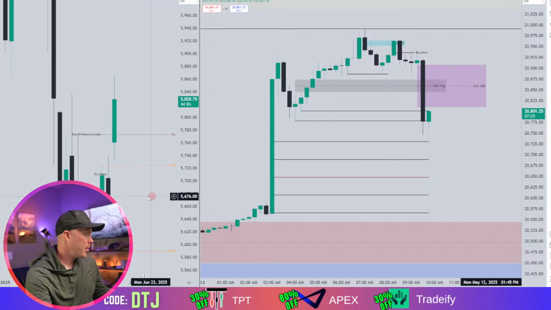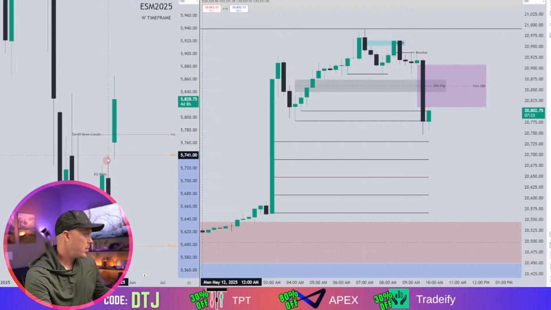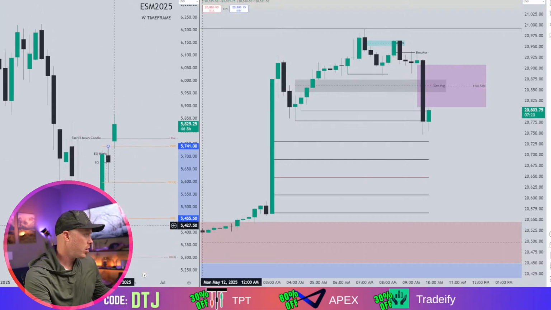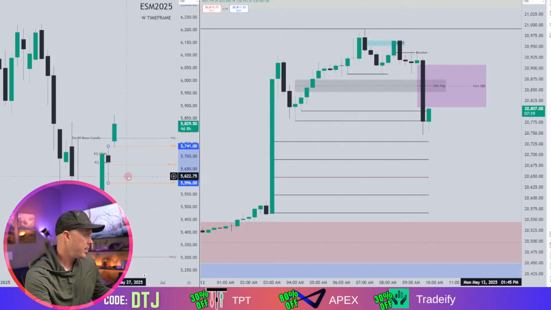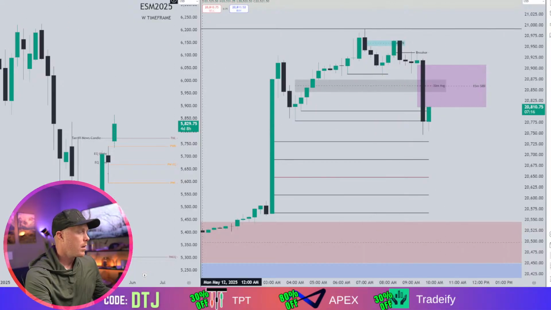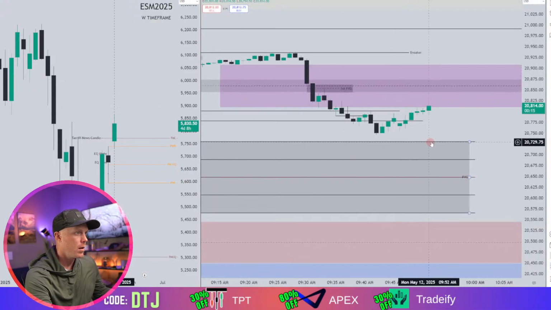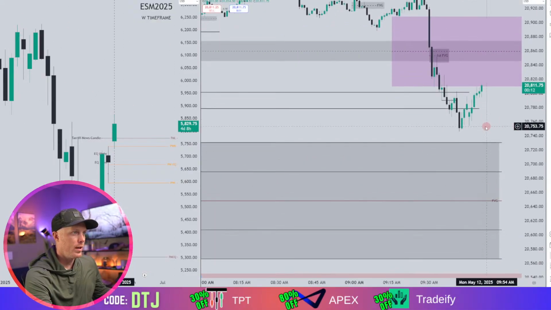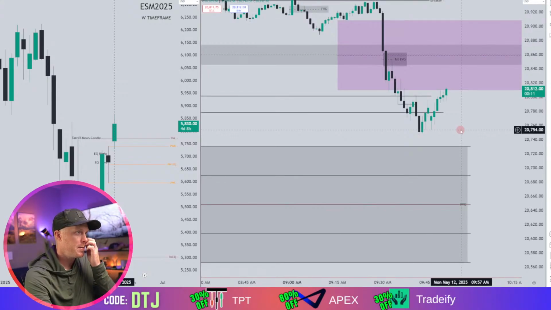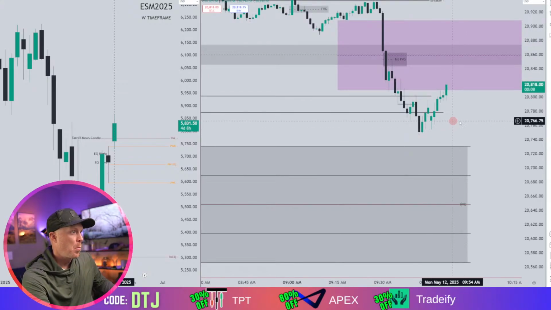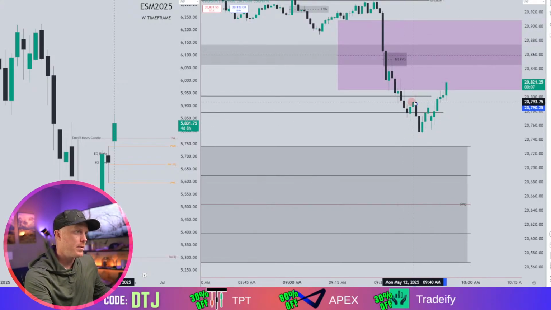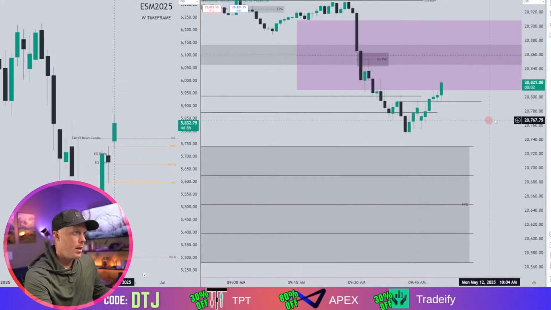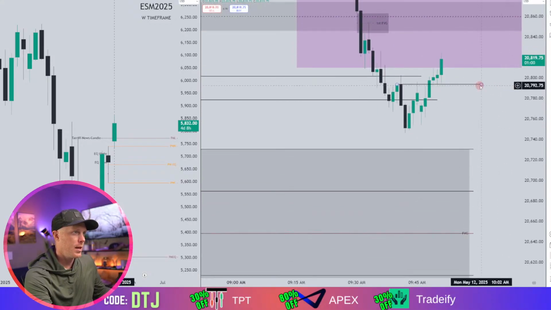I'm going to mark up ES real quick to put in our daily highs and our daily lows. And I'm really liking the way we're structuring ourselves here. So we have a bullish breaker. Ted maybe mentioned this, but we got a bullish breaker right here that does not look bad.